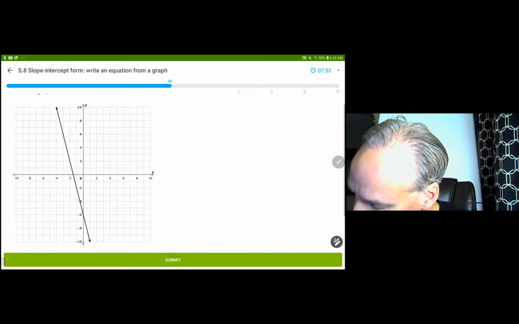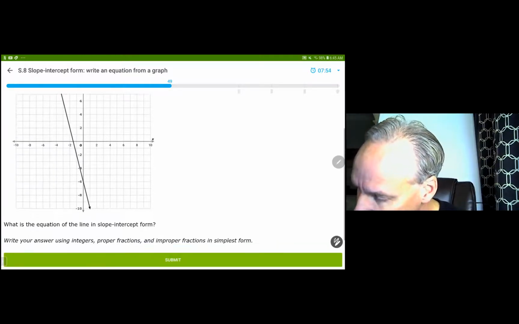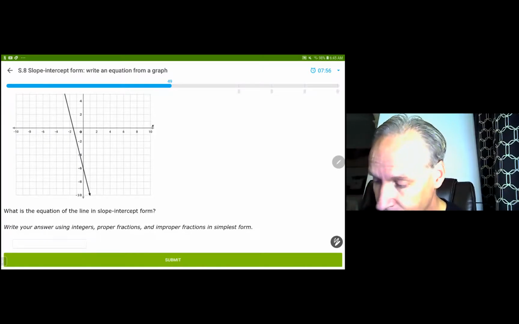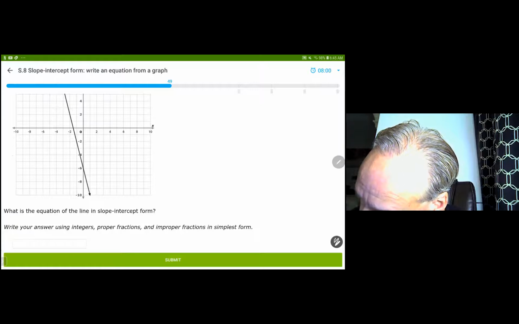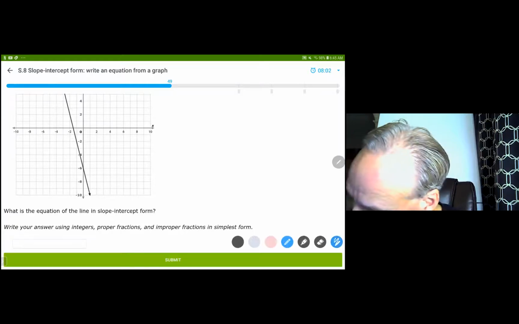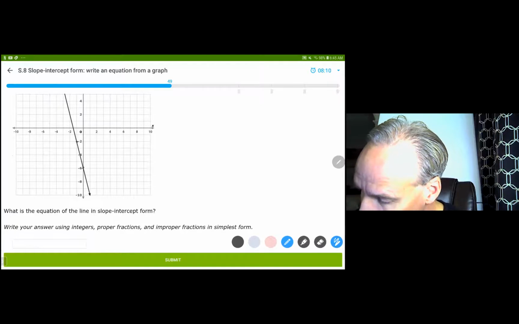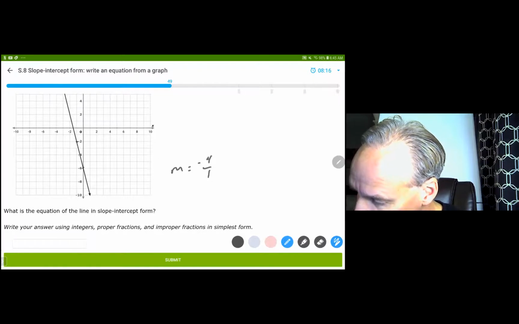And this one goes through 0, -6. And it is a negative slope. Notice it's going downhill. And from here, there we go. Definitely looks like it's going through that point there. It looks like it's down 1, 2, 3, 4 over 1. So it's going to be a -4. The slope is -4 over 1. And the y-intercept is at 0, -6.